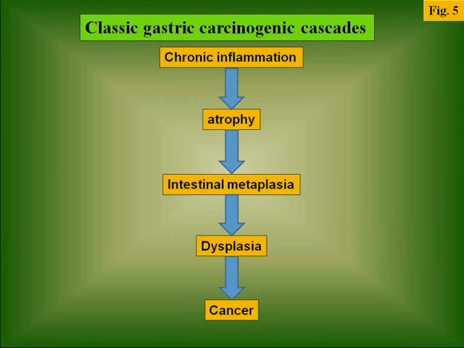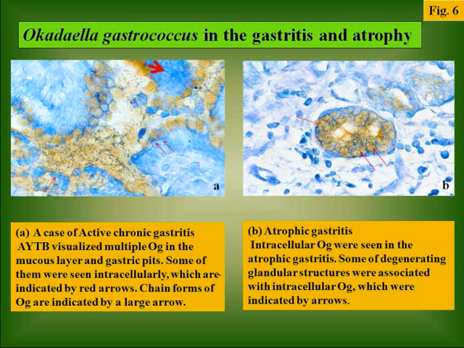We have shown the presence of organisms by AYTB stain during DDW 2001 in the classical cancer cascades. This is the first bacteria shown the intracellular presence in the gastric carcinogenic cascades, namely chronic inflammation, atrophy, intestinal metaplasia, dysplasia, and cancer. We estimated that probably 75% of the world population may have infected by this bacteria, although the majority of people remains asymptomatic. The figure shows the presence of OG in active chronic gastritis and gastric atrophy by AYTB stain.